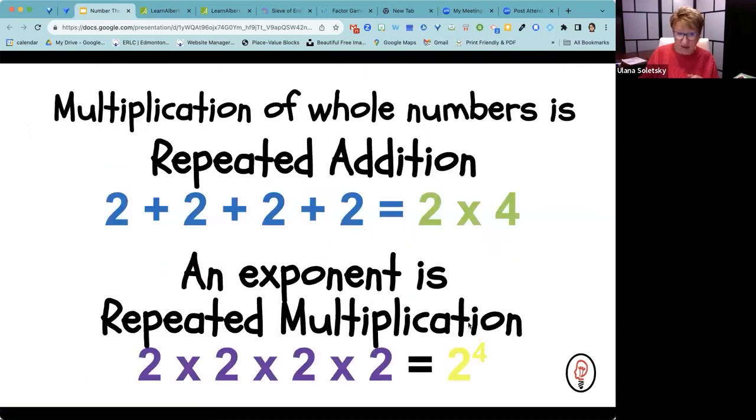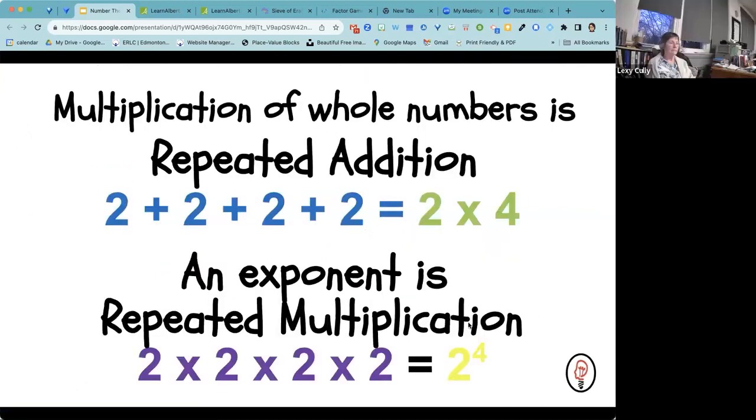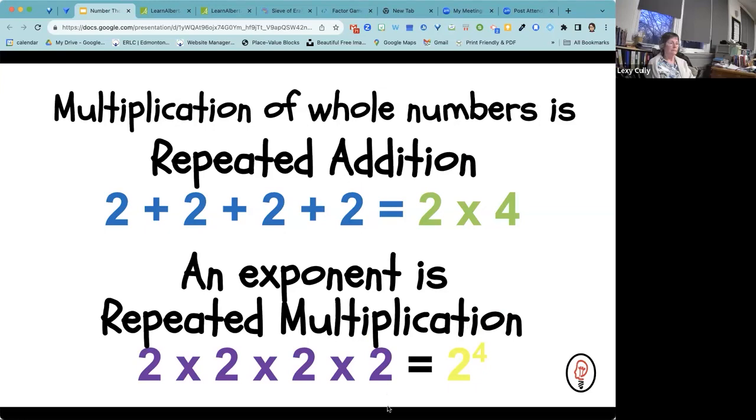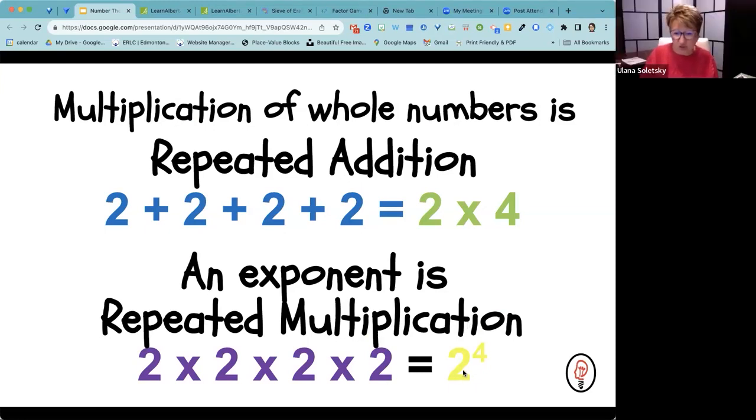And so multiplication of whole numbers is repeated addition. So it is 2 plus 2 plus 2 plus 2. So it's 2 times 4. But an exponent is repeated multiplication. And that is 2 to the power of 4, which is 2 times 2 times 2 times 2.